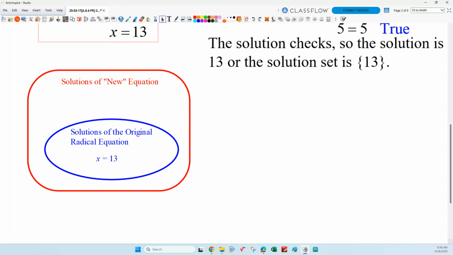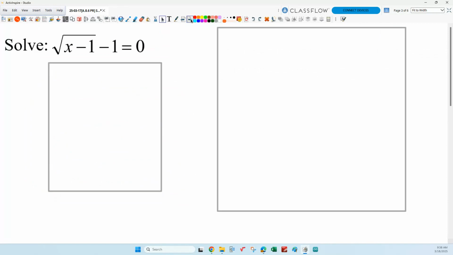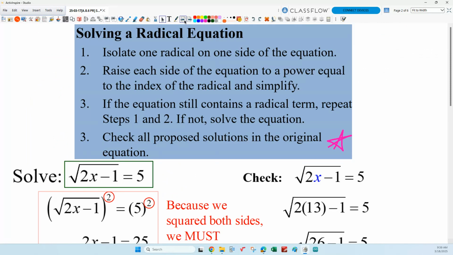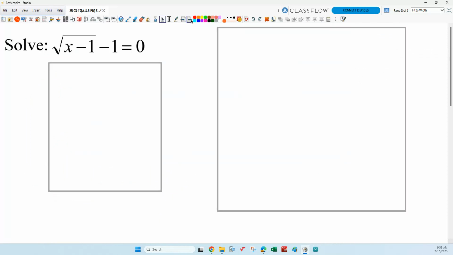Let's try another one. How about one like this? What do I have to do first here? Square. Not yet. What was our first step? Let's look back again. What was our first step always? Isolate the radical. So how do I isolate that radical? Add 1. I got to get the radical by itself on one side of the equation.